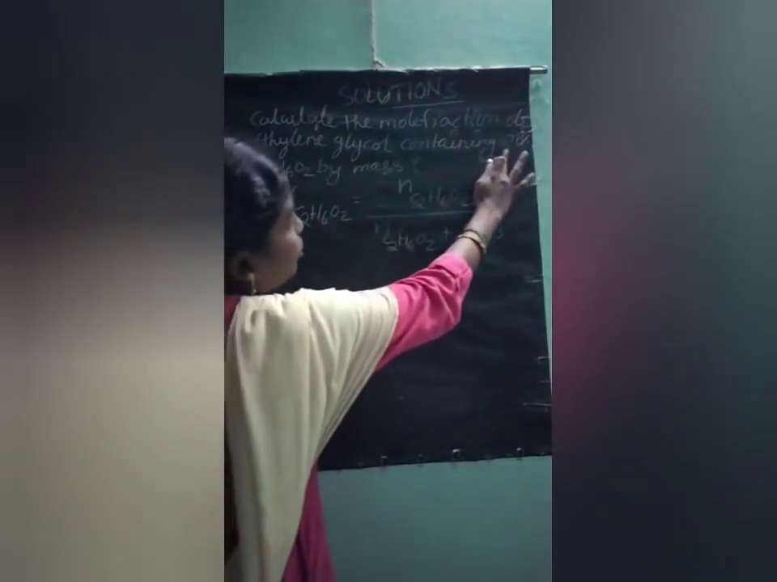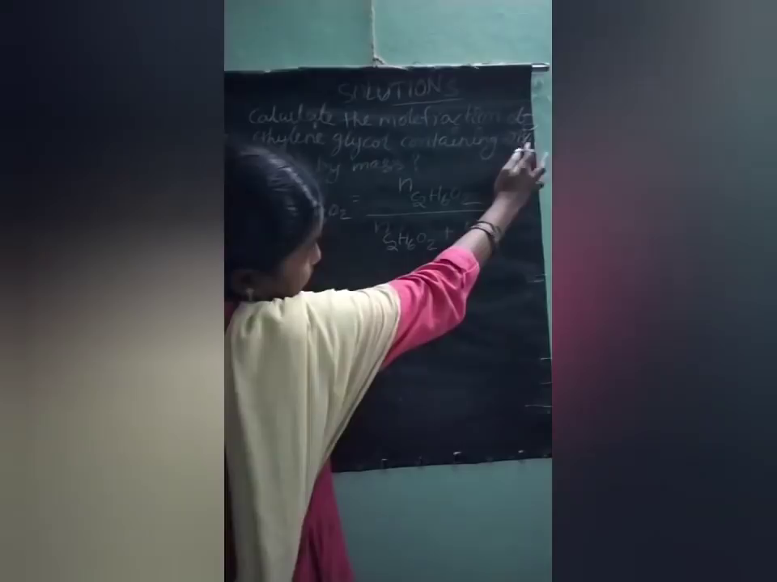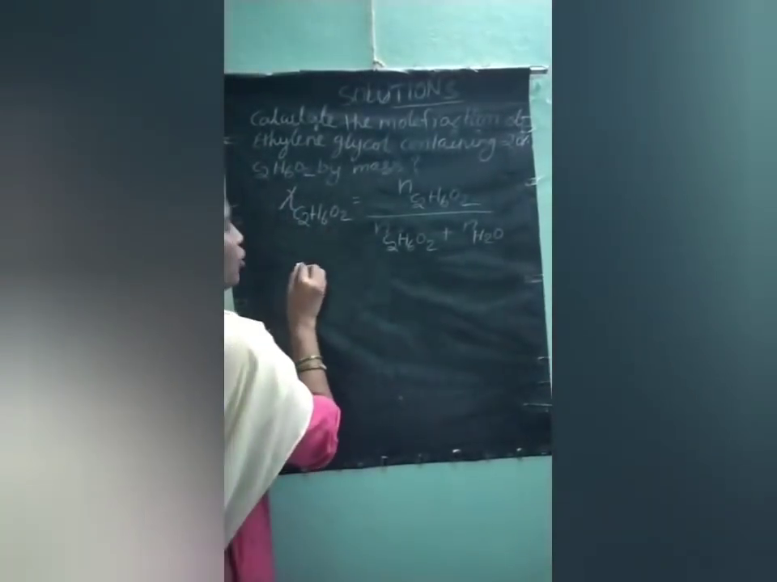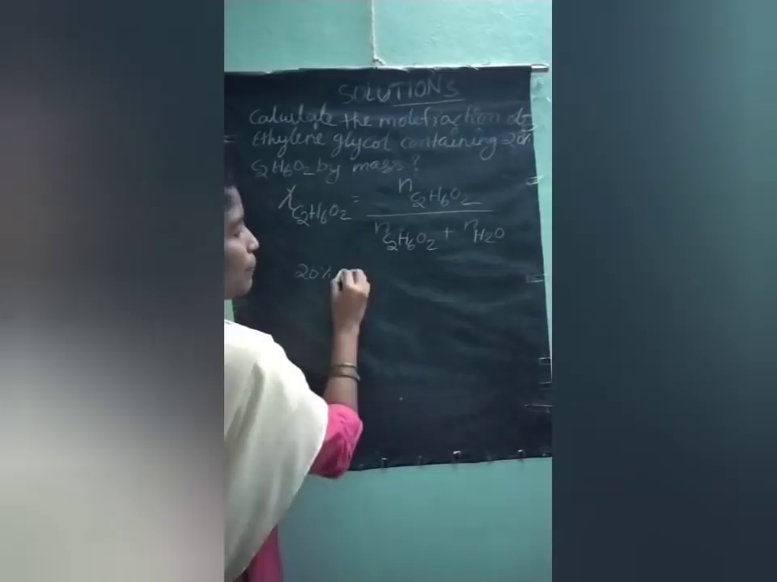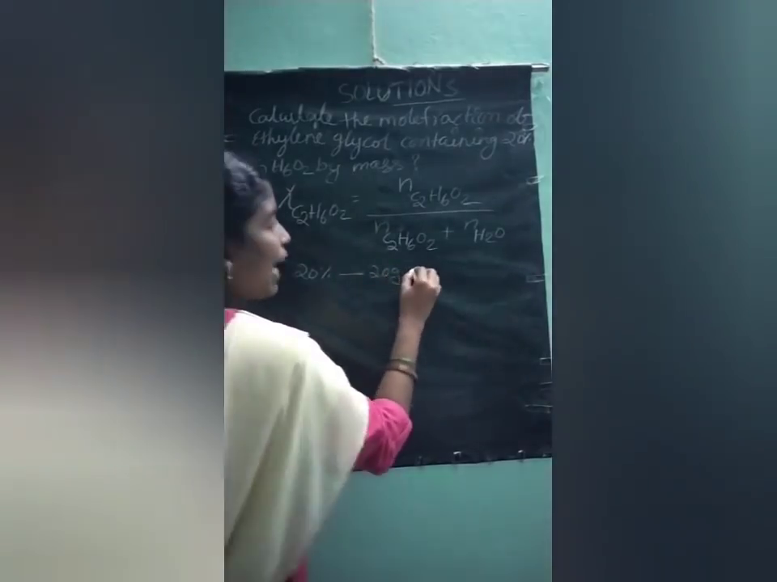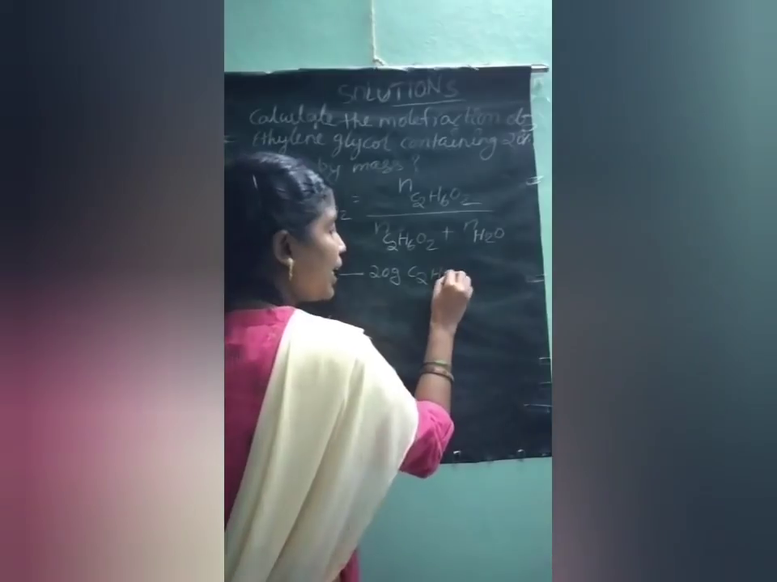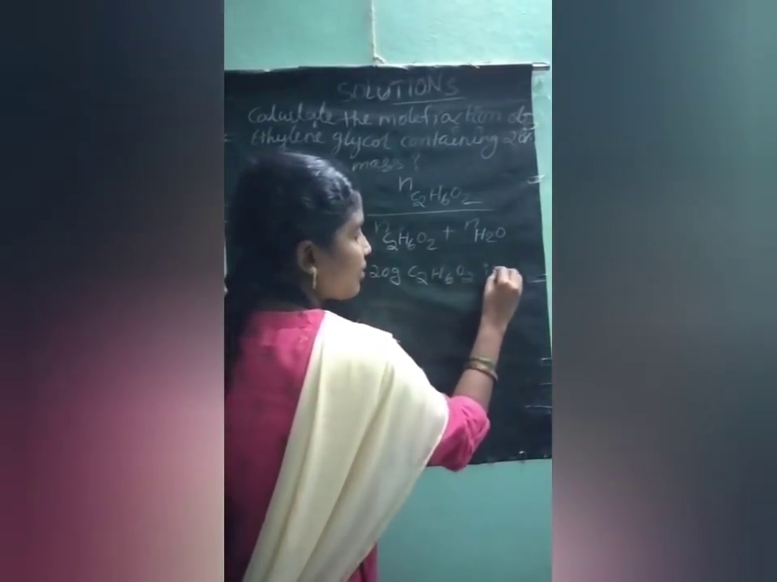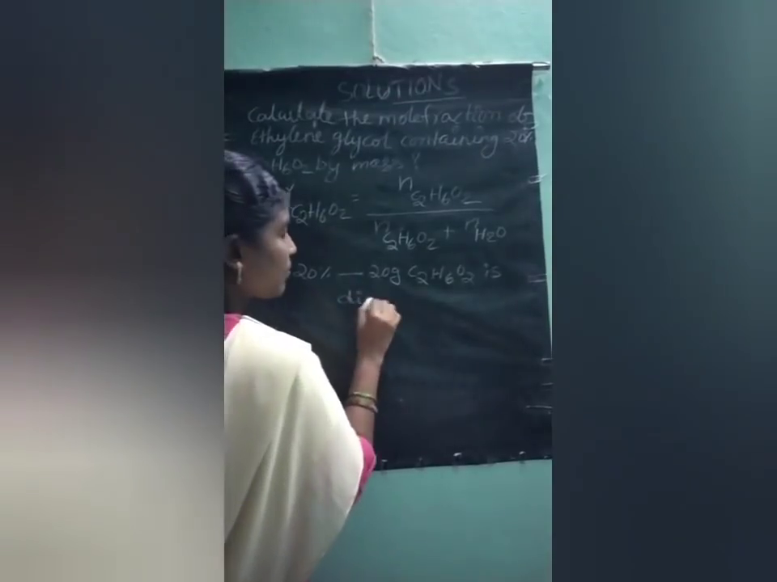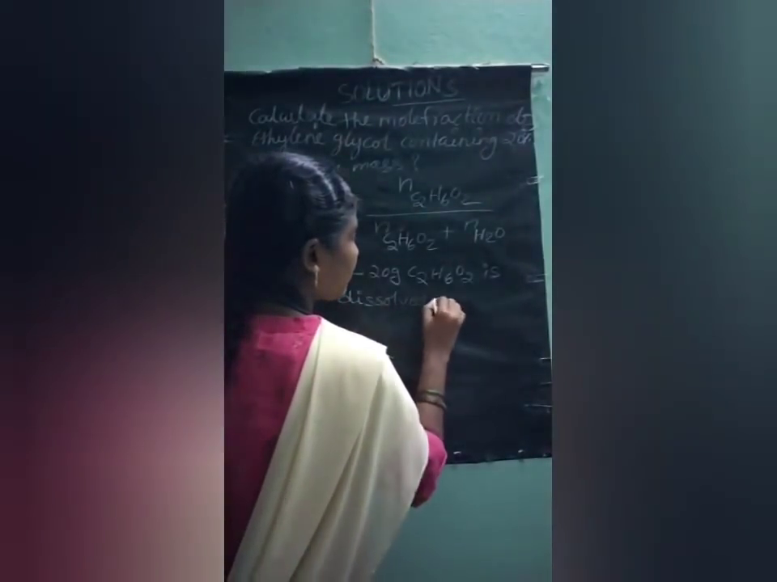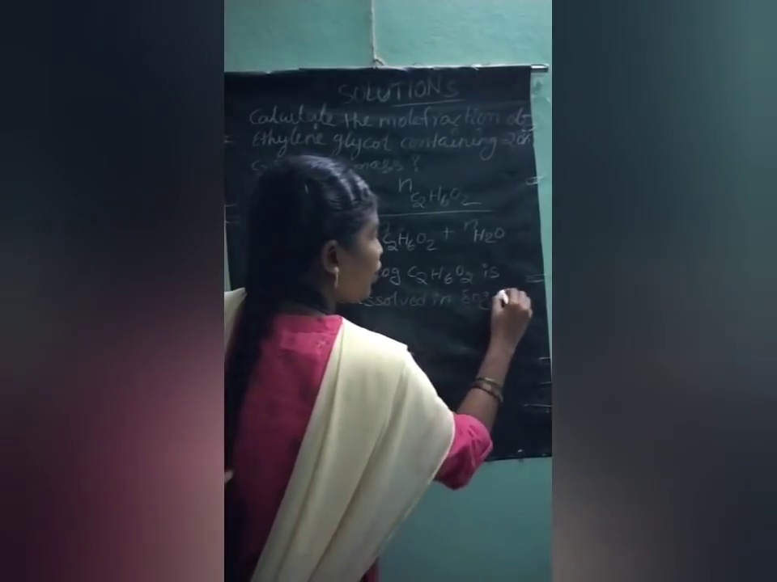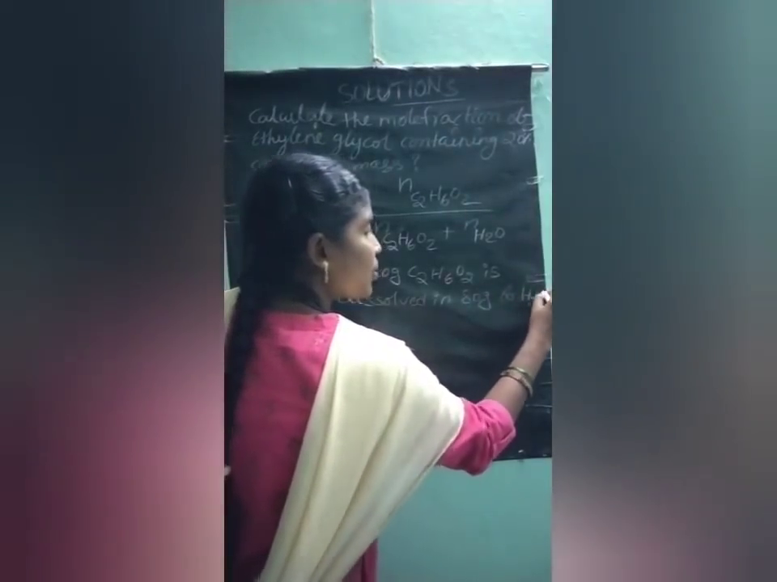Okay. So first we know how to calculate the percent changes to the weight. 20% of ethylene glycol means 20 grams of ethylene glycol is dissolved in 80 grams of water. Okay. So we know all the data from 20%.